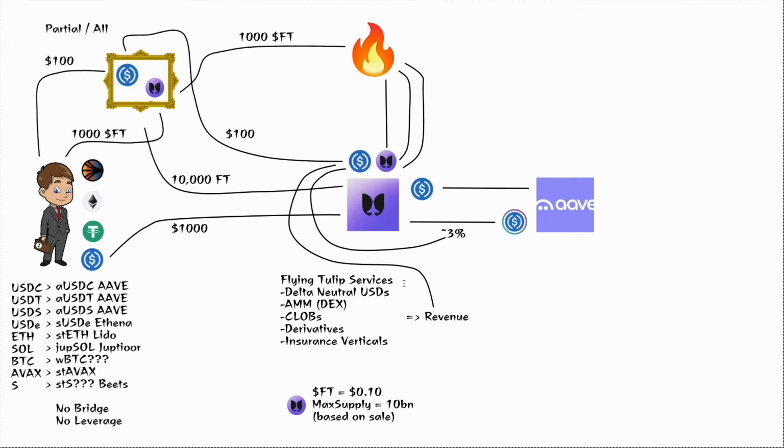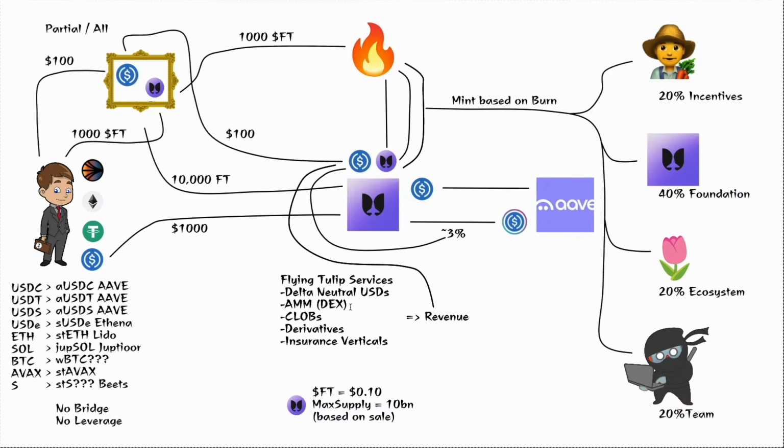Okay, it also says in that documentation that anyone who uses Flying Tulip services will get their APR in Flying Tulip tokens. So all of the money made with Flying Tulip will be used to buy Flying Tulip tokens, and any of the fees generated by the protocol itself, the service fees for using this, will be used to buy Flying Tulip and burn it.